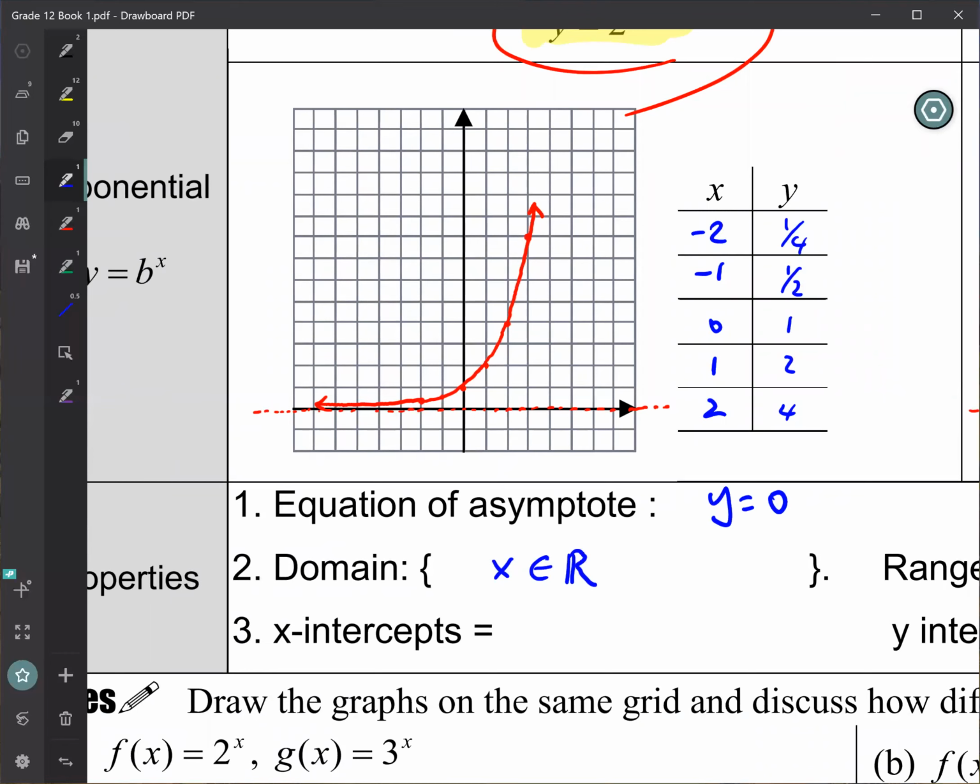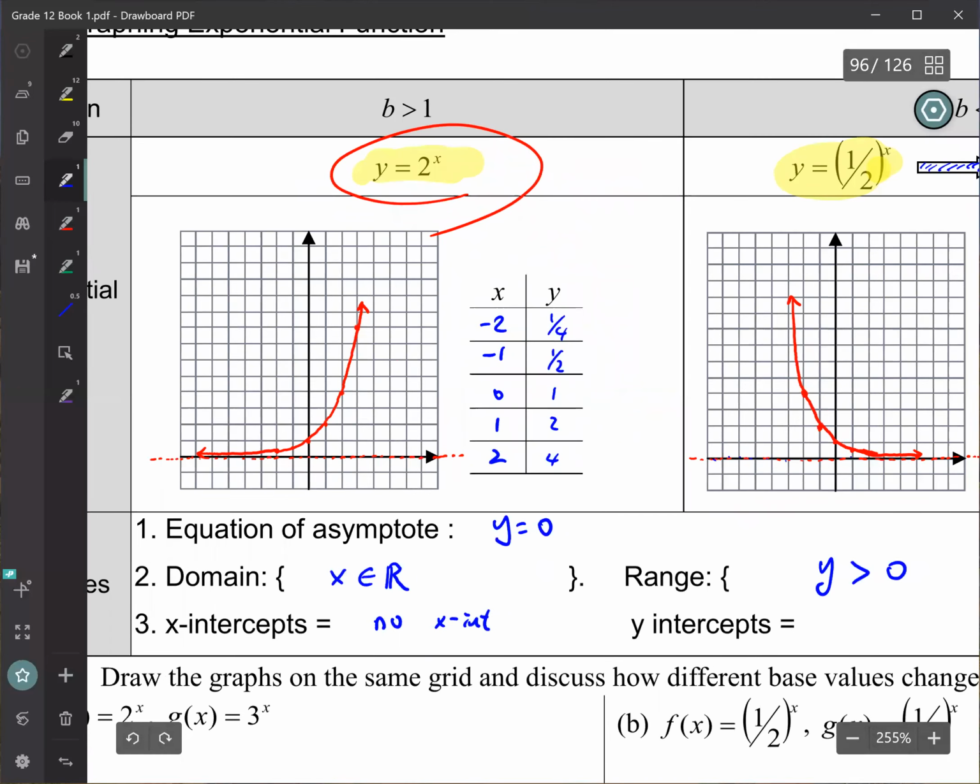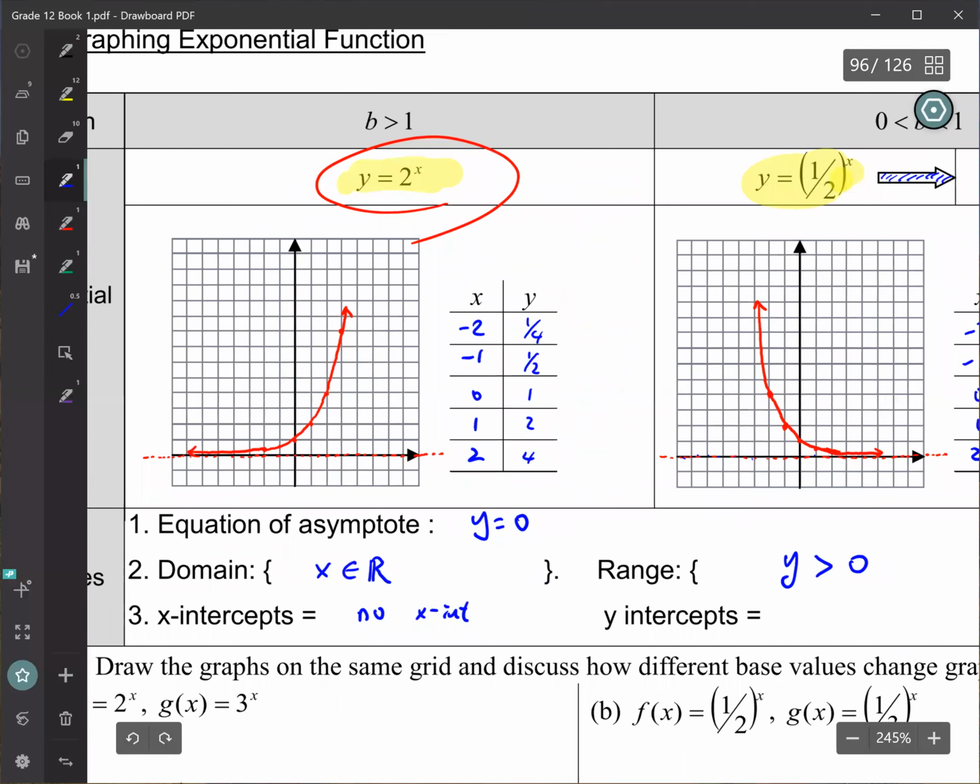But it doesn't pass through the x-axis. So that means there is no solution. Yeah, so there's no x-intercept, right? You need to be able to identify that. There's no x-intercept. What about the y-intercept then? Can you tell me too? 1. Yeah, so you can say y equals 1, okay? It passes through this point. So it doesn't matter if it's increasing or decreasing, it's always at y equals 1, okay?